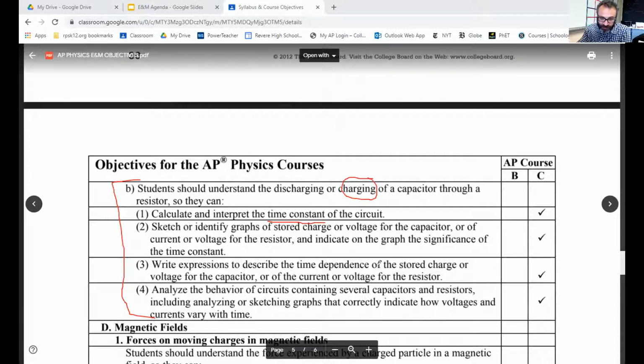We'll have expressions for the charge and the current, and if we know the charge and the current, the expression for voltage is easy to come up with. And we'll get to the behavior of several capacitors and resistors in the problems. We won't actually be getting to that one today, but we'll get to that one soon. All right, so we're looking at charging capacitors.